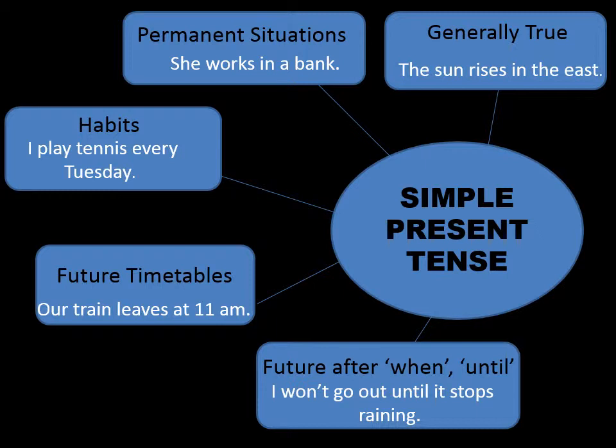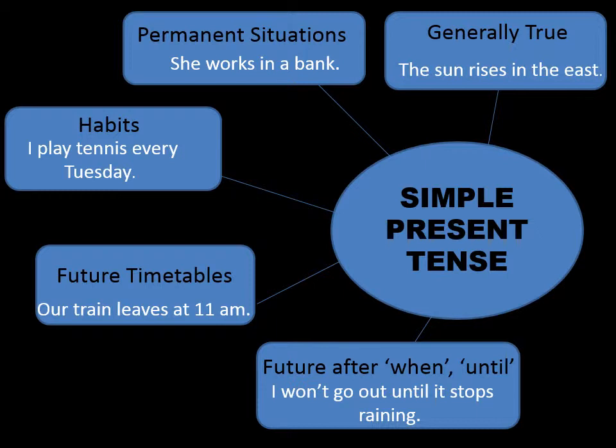Future timetables. Strangely, we can use this tense to talk about the future. When you are discussing a timetable or a fixed plan, you can use this tense. Usually, the timetable is fixed by an organization, not by us. Example, our train leaves at 11.